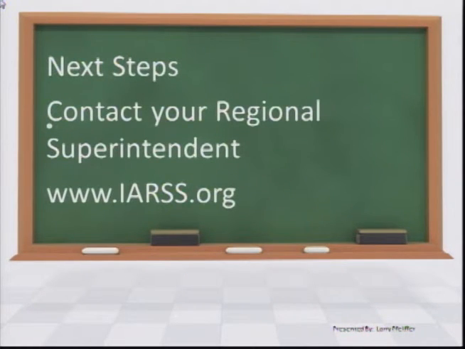Your next steps: find out who your regional superintendent would be. If you'd like to go on the website of iarss.org, that'll help. Contact your regional superintendent and have the conversation about the detachment annexation process.